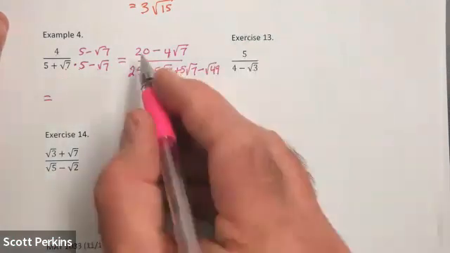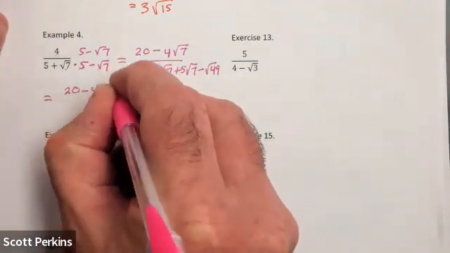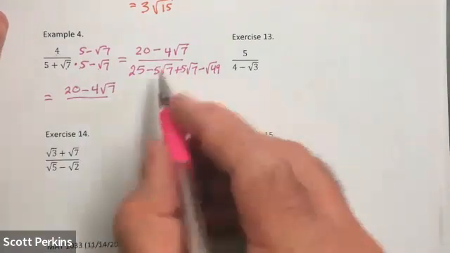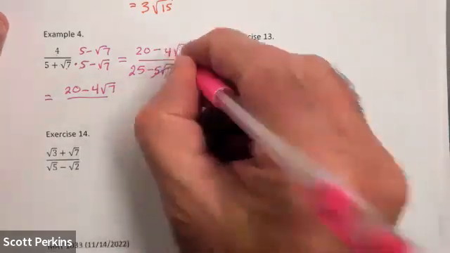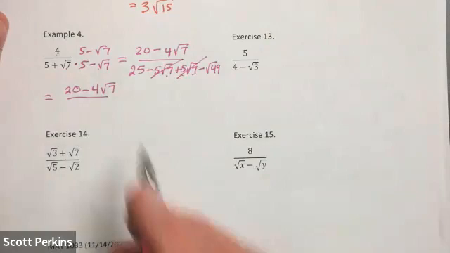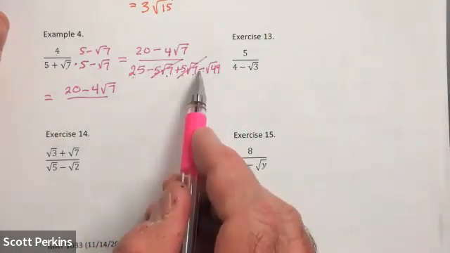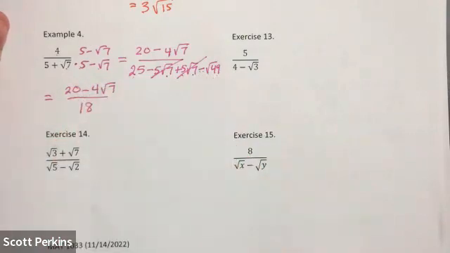Once again, the top stays the way it is. It is 20 minus 4 square root of 7. In the denominator, the negative 5 square root of 7, the plus 5 square root of 7, those are going to cancel. And I have 25 minus the square root of 49. That's 25 minus what? 7, so that's 18.